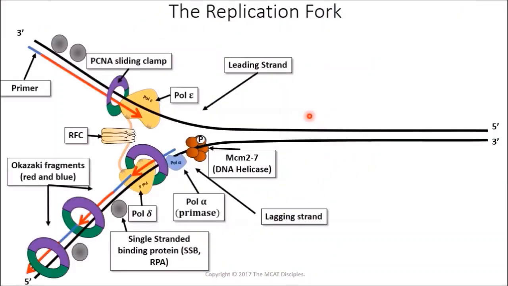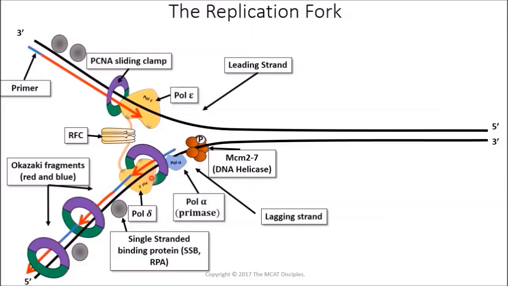Alright, here's the replication fork in an easier format to digest. You've got leading strand, you've got lagging strand. Pol epsilon will go towards the fork every single time. It'll go towards the fork, alright? And Pol epsilon is always found on the leading strand. Pol delta is always found on the lagging strand.